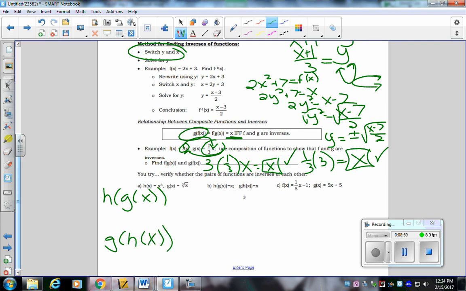All right, so I'm taking g first, plugging it in over here. So I'm doing x, sorry, replacing that. So I'm doing the cube root of x to the 3rd power. Cubing and cube rooting undo each other. I'm left with x. Yay.